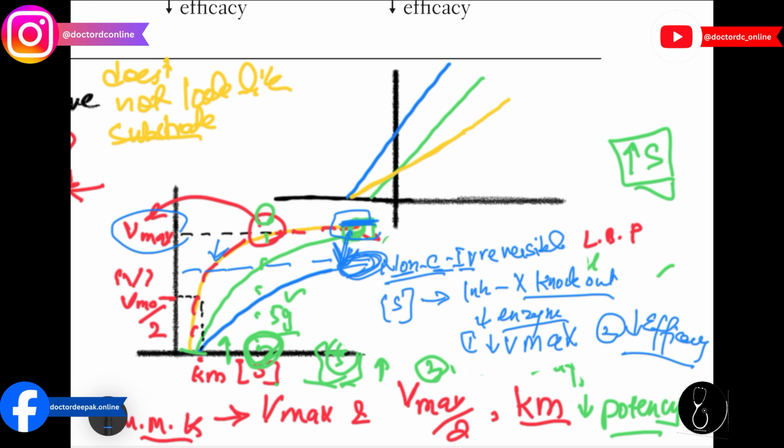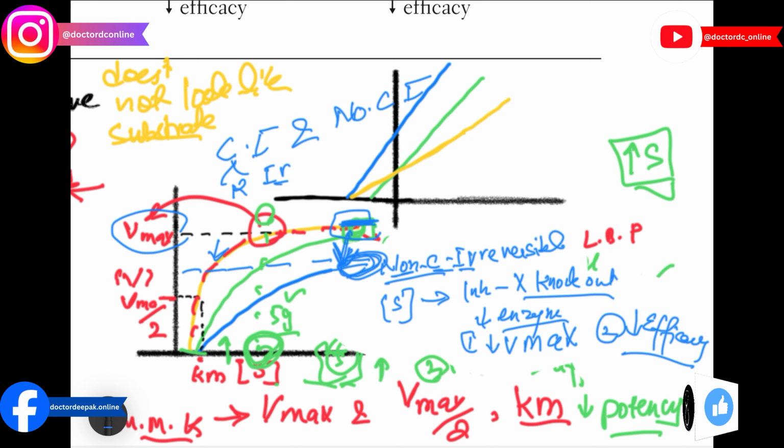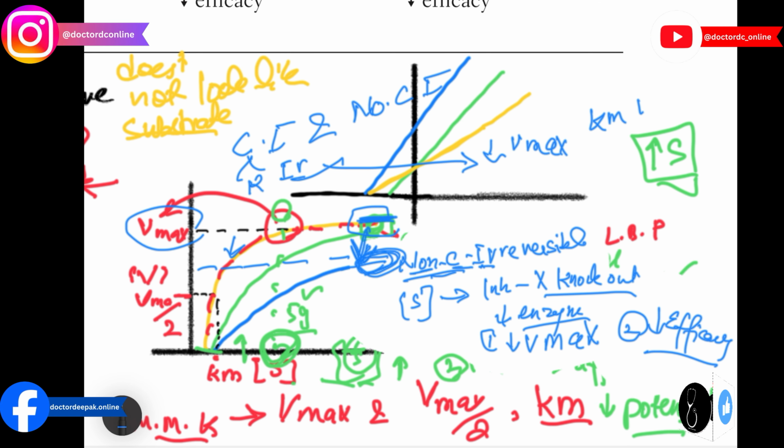So, we are done with the competitive inhibitors and also non-competitive inhibitors. But the competitive inhibitors have two types, reversible and irreversible. The irreversible type has the same properties that we discussed for the non-competitive inhibitor. The irreversible also decreases the Vmax. The Km will be unchanged. Affinity will be unchanged. Fine?